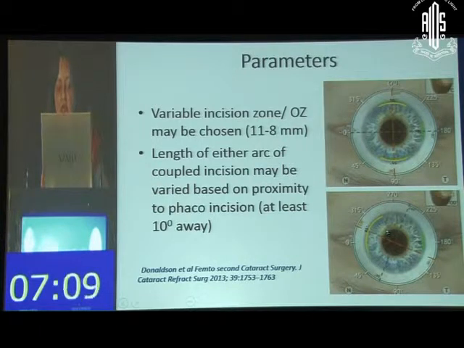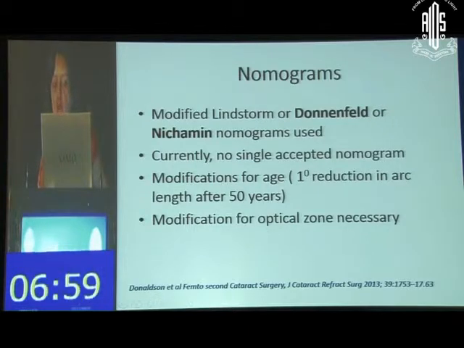But the point to be noted is that there should be a distance of at least 10 degrees between the phaco incision as well as the arcuate keratotomy. Now, most of the nomograms used are the modified Lindstrom or Donnenfeld or Nichamin nomograms, which come with the machine itself. Currently, there is no validated or single accepted nomogram, and most of the machines have their own nomograms in the system, which are given by the manufacturers.